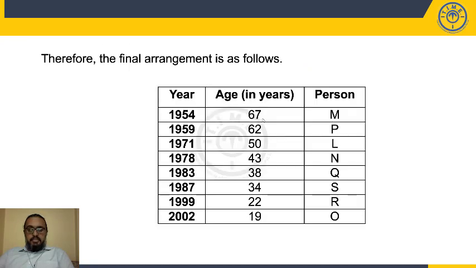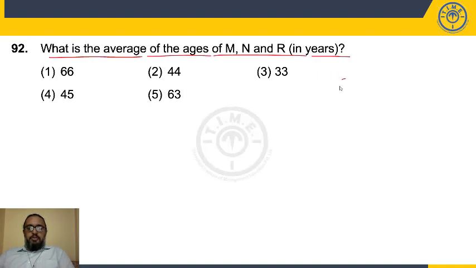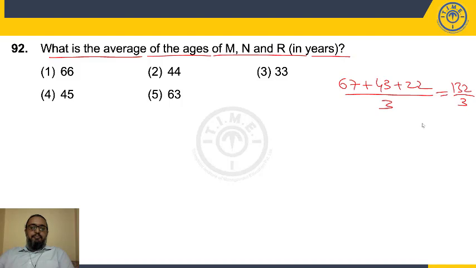Next. What is the average of the ages of M, N and R in years? M is 67, N is 43, and R is 22. Average, so divide by 3. 60 plus 40 is 100, another 10 makes 110, and 110 plus 22 is 132, divided by 3. 132 by 3 is 4 times 11, which is 44. Second option, 44. That is the average in years, 44 years. Choice 2.